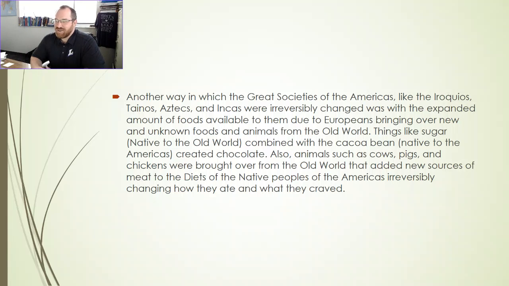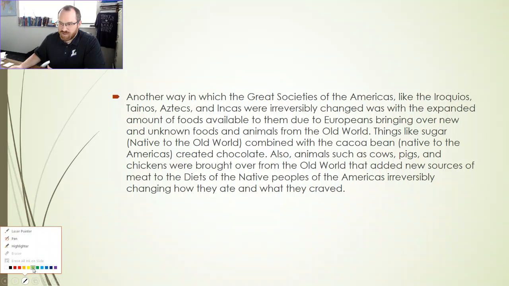Things like sugar, native to the Old World, combined with the cacao bean, native to the Americas, created chocolate, a new food source. Also, animals such as cows, pigs, and chickens were brought over from the Old World that added new sources of meat to the diets of native peoples of the Americas, irreversibly changing how they ate and what they craved. So, I'm going to start backwards on this one, unlike the last one.